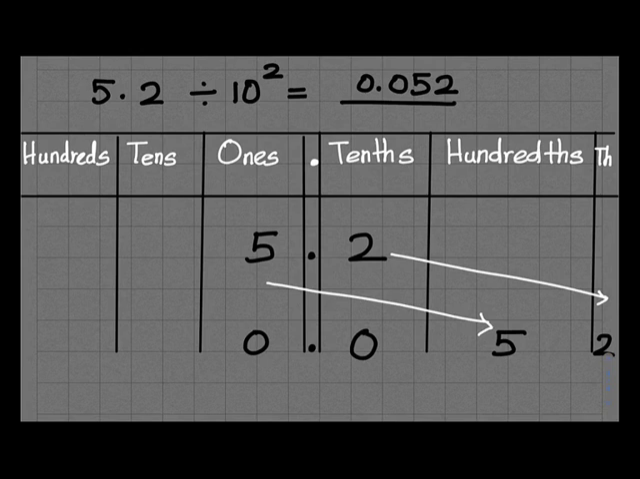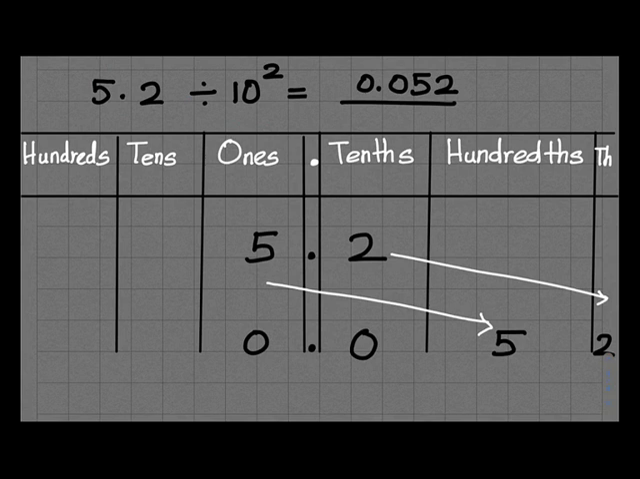Now let us see division of the decimal 5.2 by an exponent number, 10 to the power 2. What is the value of 10 to the power 2? The value is 100. So this decimal number is divided by 100. Okay.